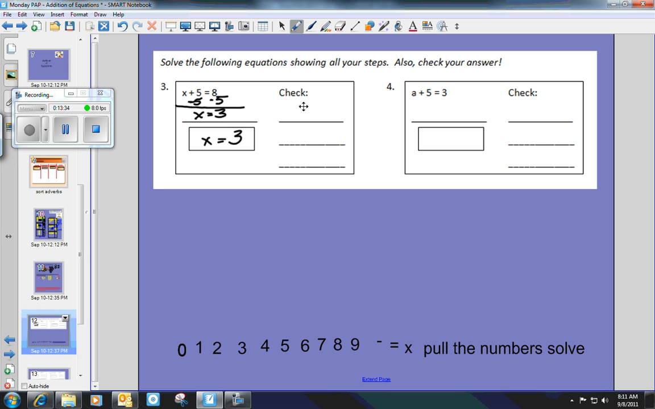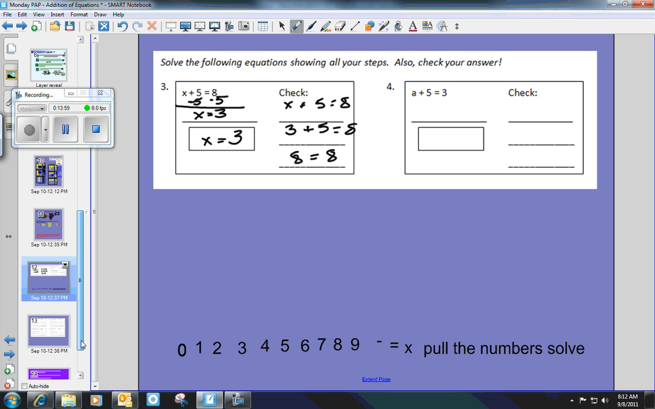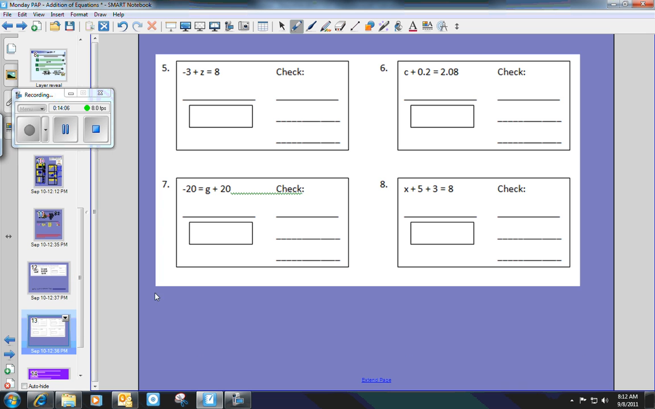Now for the check, I'm going to start with x plus 5 equals 8. 3 plus 5. I have x being worth 3, so 3 plus 5 equals 8. And then 3 plus 5 is 8 equals 8. And that's my check. I know I got the problem right. That was number 3. You're going to do number 4 on your own. And then let's look at number 5.